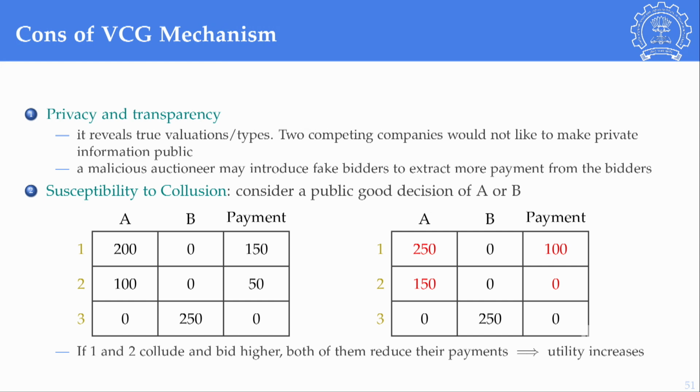So, VCG mechanism is not collusion proof. If more than one agent can create a cluster, it is protected against individual deviation, but it is not protected against group deviation.